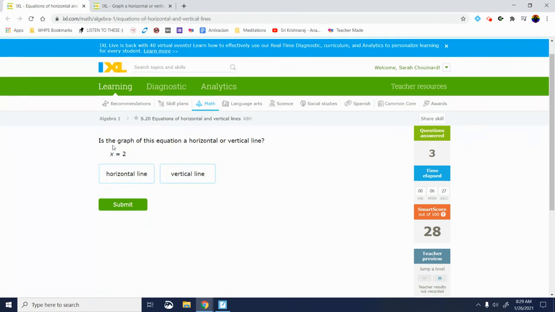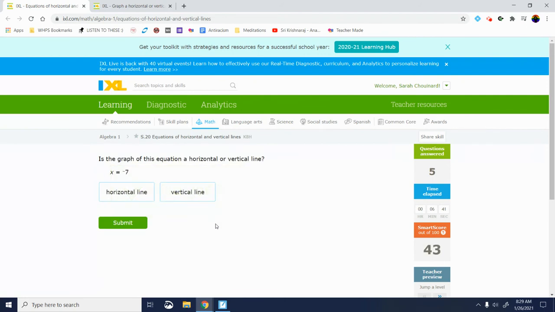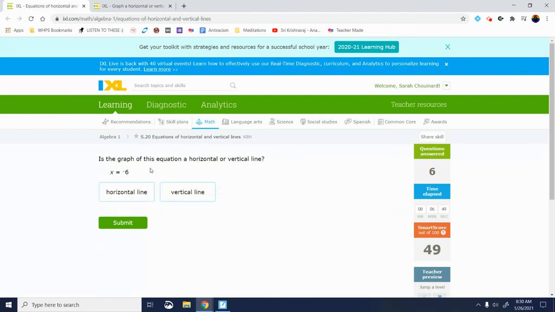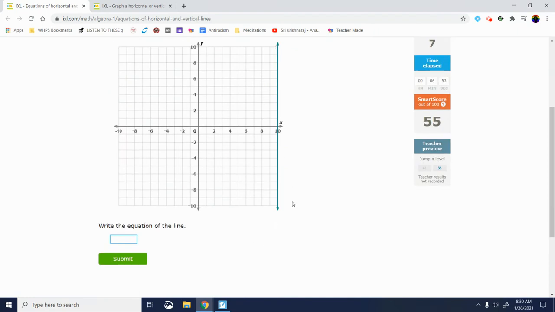Since this is X equals, that's VUX, so that's a vertical line. Another horizontal, so that's going to be Y equals the Y value it's going through, which is 2. This is X equals, so that's VUX, that's a vertical line. Another X equals, so another vertical line. And then if I needed to write the equation here, VUX is X equals, and the X value it's going through is 10. So X equals 10.